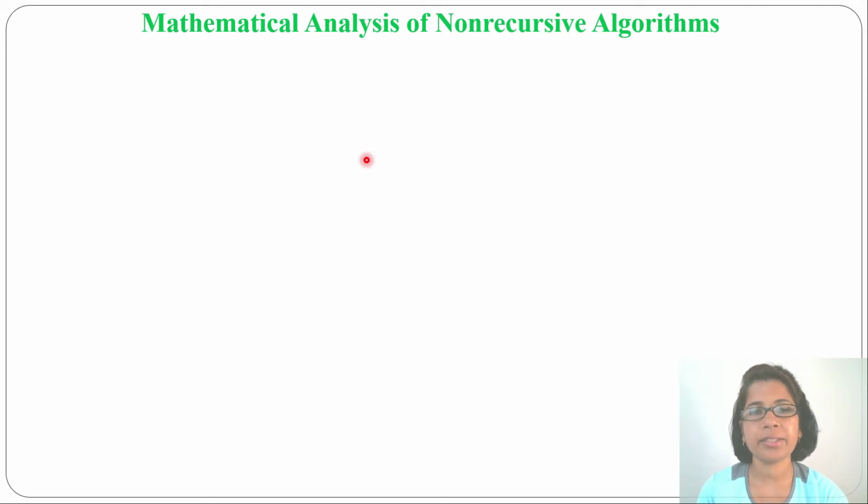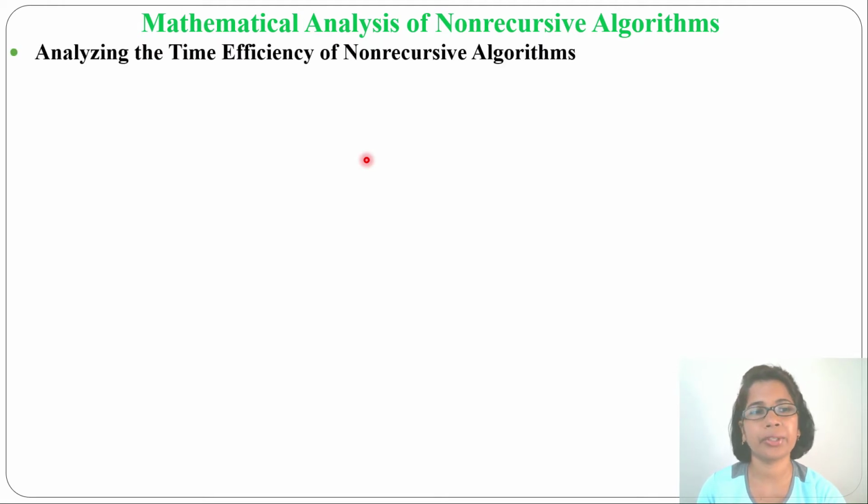Hi, let's discuss mathematical analysis of non-recursive algorithm. There are two types of algorithm. One is recursive, another is non-recursive, also called an iterative algorithm, where we use loops like for loop and while loop. These are non-recursive or iterative algorithms. Let's discuss how we can find the time complexity of a non-recursive algorithm.